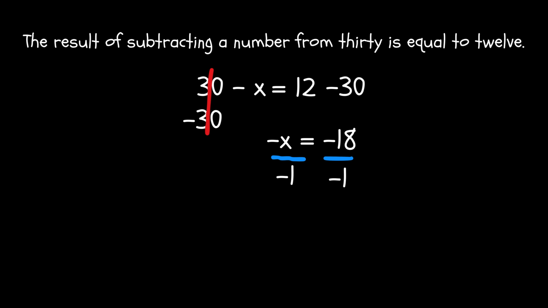Now, we're dividing a negative by a negative. A negative divided by a negative is always positive. So our final answer has to be positive, and it's positive x equals 18.